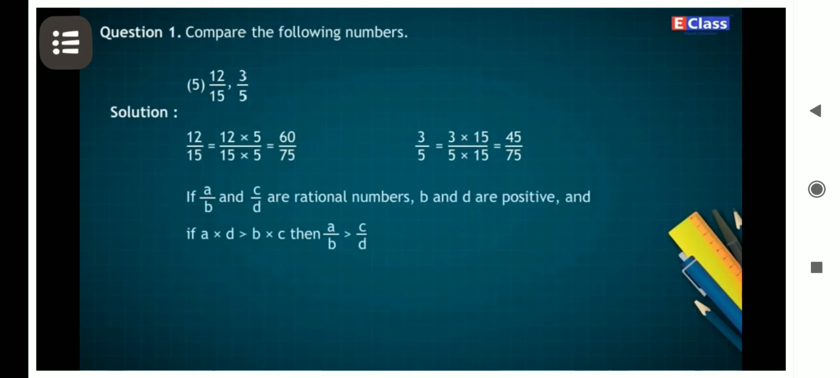If A by B and C by D are rational numbers such that B and D are positive, and if A multiplied by D is greater than B multiplied by C, then A by B is greater than C by D. Therefore, 60 by 75 is greater than 45 by 75. Therefore, 12 by 15 is greater than 3 by 5.